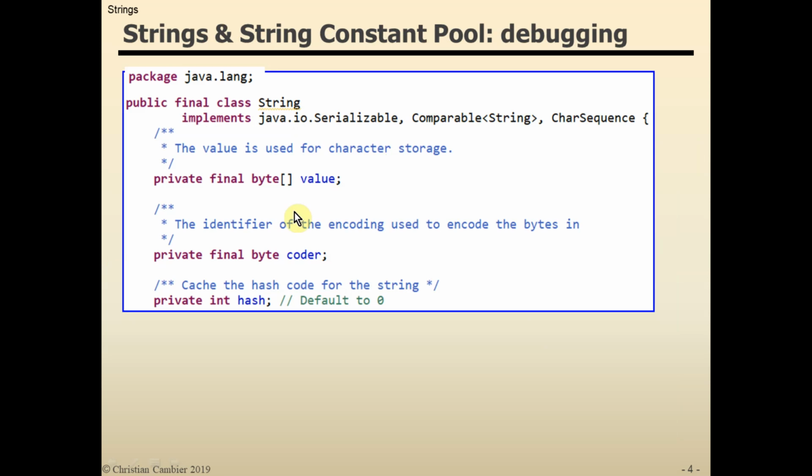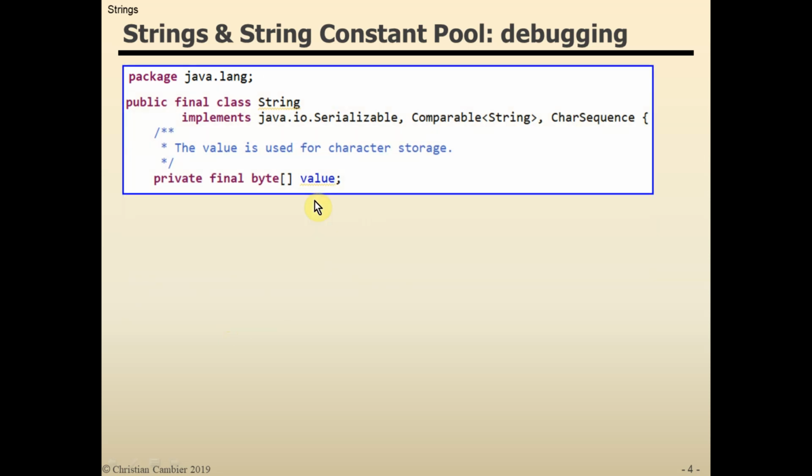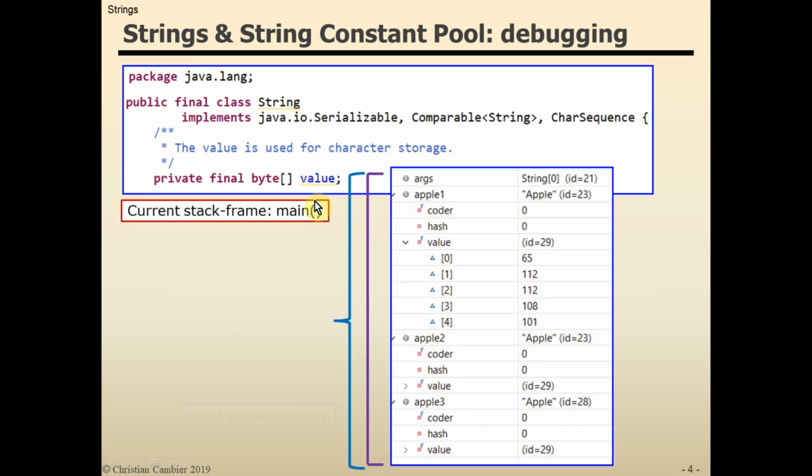Looking at the definition of String, here I'm using Java 11, we note the presence of data member value. It is defined as an array of bytes, and that is actually where the string literals are stored. It is used for character storage. Now, two more data members are defined, coder and hash, but I'll focus on value only, as the others are irrelevant for this demo. If we were to debug our small program and examine the stack frame of main, here is what it will look like in Eclipse.